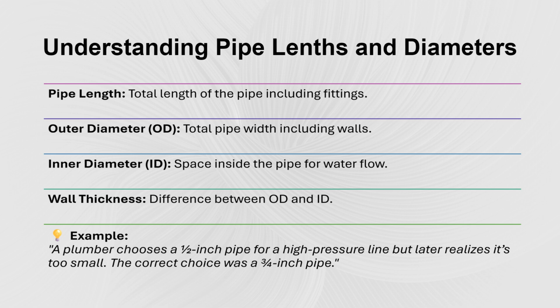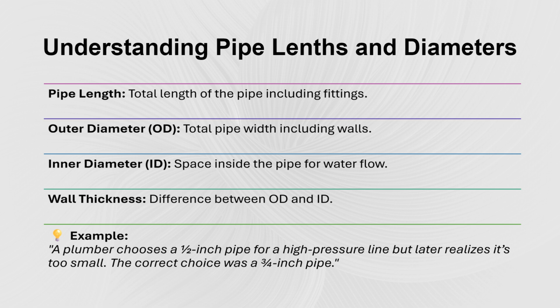Pipe diameter. This tells you how wide the pipe is, either outside diameter, OD, or inside diameter, ID. The wrong diameter means the pipe won't fit, or the flow won't perform. Always match the pipe's diameter with the fittings and flow requirement. A mismatch creates leaks or pressure problems.